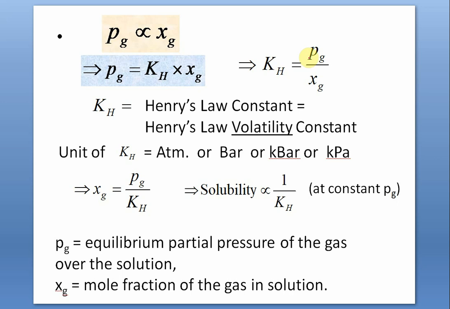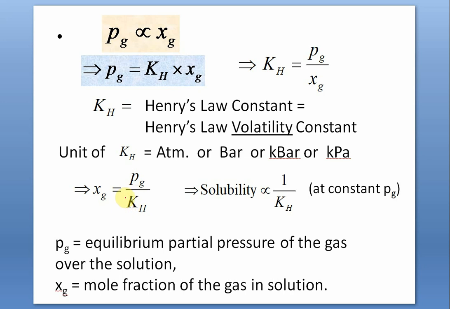So Kh is equal to Pg by Xg. And if pressure remains constant, then the solubility, the mole fraction of gas, is inversely proportional to Kh, the constant. Right? So solubility is inversely proportional to the Henry's law constant at constant pressure. For example, 1 atmosphere. We'll see whether oxygen is more soluble in any water body, or nitrogen or hydrogen or helium, because for all, the pressure is 1 atmosphere. The equilibrium pressure of the mixture is 1 atmosphere.